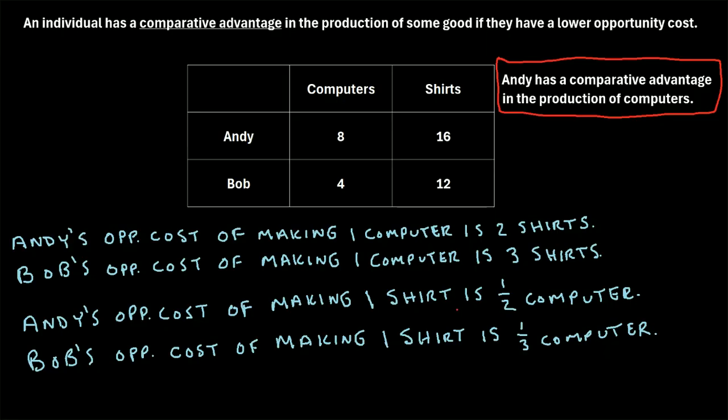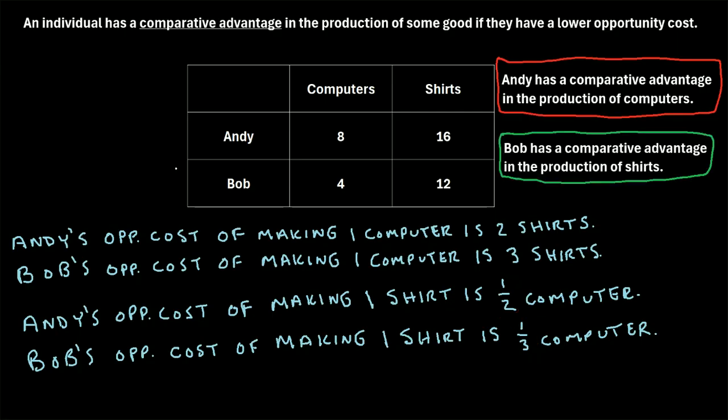Now we can also see that Andy's opportunity cost of making 1 shirt is 1/2 of a computer, and Bob's opportunity cost of making 1 shirt is 1/3 of a computer. So Bob has a lower opportunity cost of making one shirt. So we would say that Bob has a comparative advantage in the production of shirts. So that was just a quick example of how to calculate comparative advantage.